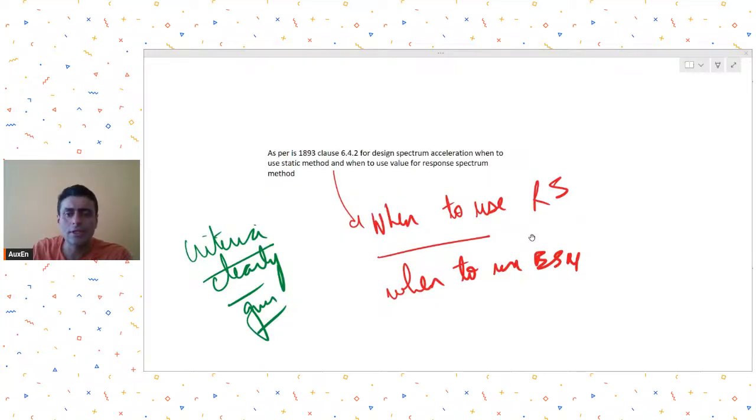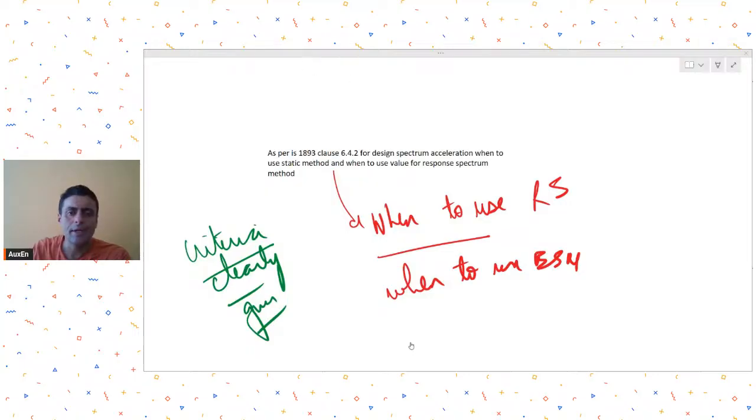Any structure in zone 4 or 5, or structures having height more than 15 meters in zone 3, or structures having vertical or horizontal irregularities, you are required to use response spectrum for it. So those criteria are quite clearly given in IS 1893.